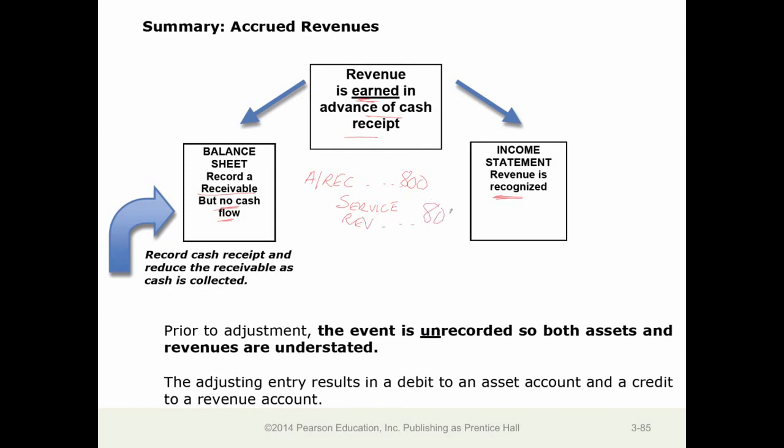And that's also for 800, and this was done on 12/31/14, December 31st of 2014, when the service was actually performed. Now, when the cash is collected in 2015, on collection, we'll debit cash, assuming no other services are performed, and we credit the accounts receivable.